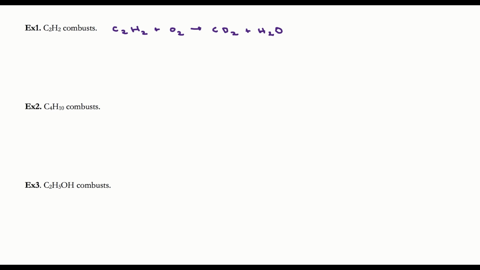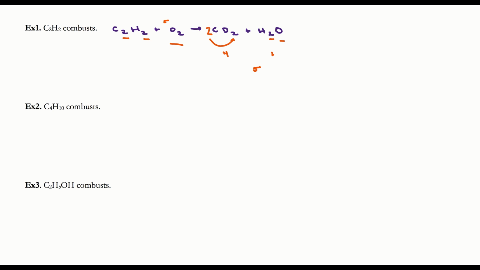So for this problem, C2H2, I'm going to first balance my carbons. I've got 2 on my reactant side, so I'm going to put a 2 in front of CO2. I've got 2 hydrogens on my reactant side. I've already got 2 on my product side. So let's figure out how many oxygens I now have. I've got 2 times 2, so I've got 4 from carbon dioxide, and I've got 1 from water, so that's a total of 5. Well, how in the world can I get 5 oxygens on my reactant side? What times 2 gives me 5?